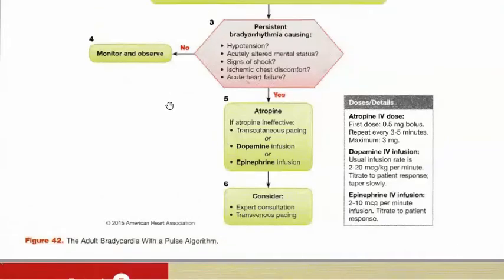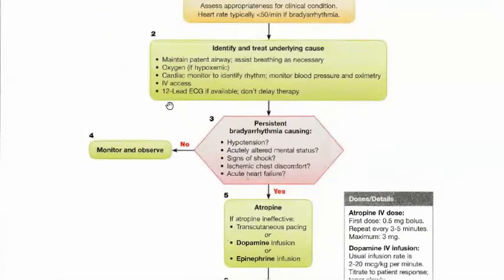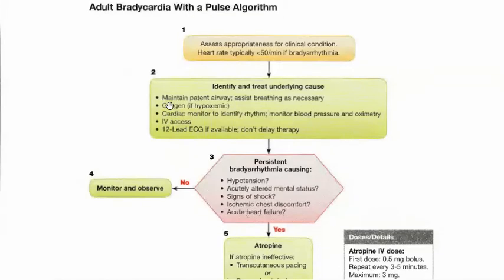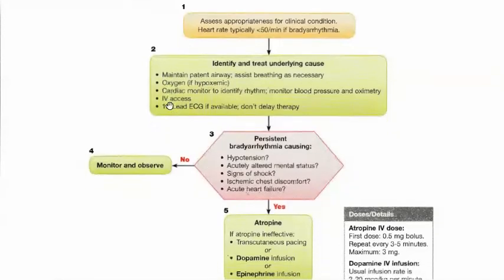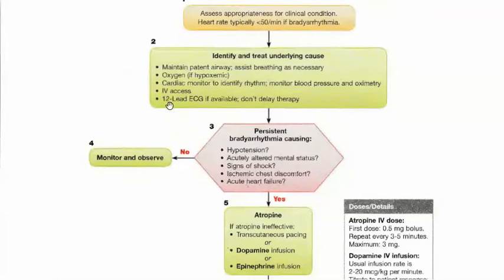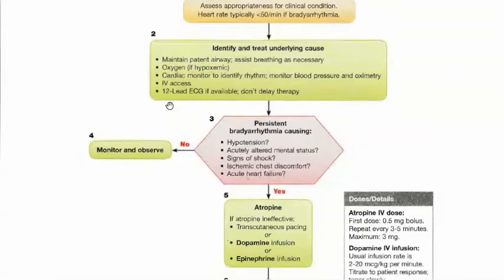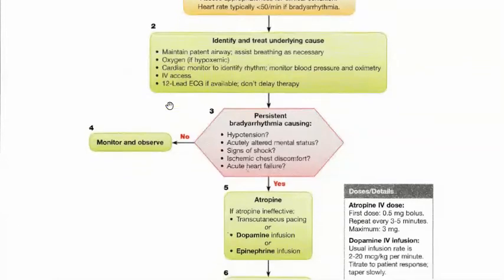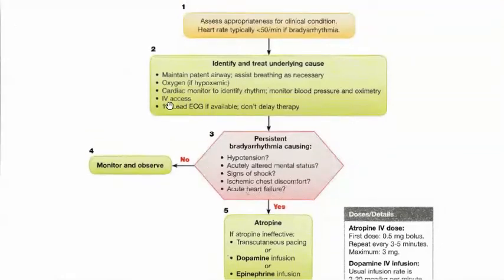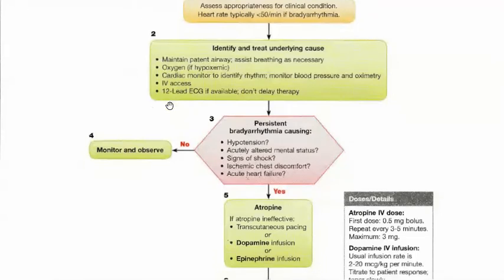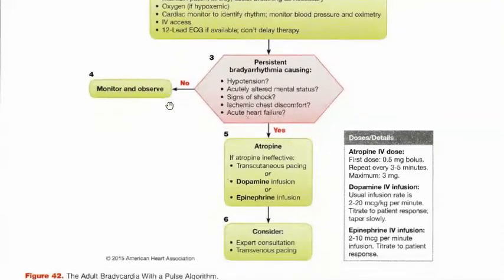Okay, and finally, let's review it again. So the first thing is assessing the problem, assessing the condition. The patient has heart rate below 50 per minute. Okay, then doing the primary assessment to know the underlying cause. Yeah, really nice. Then you have to observe whether this patient is still symptomatic or not.